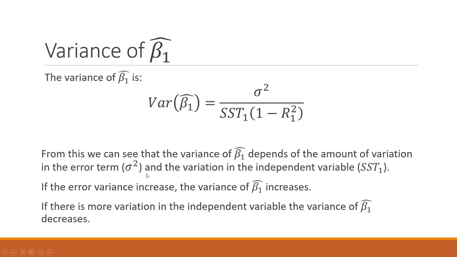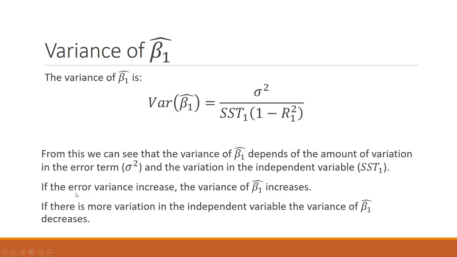So from this, we can see that the variance of beta 1 hat depends on the amount of variation in the error term and the variation in the independent variable. So that's what we have here: the amount of variation in the error term and the variation in the independent variable. It's also a function of the amount of correlation between the independent variables, but I'll come back to that later.